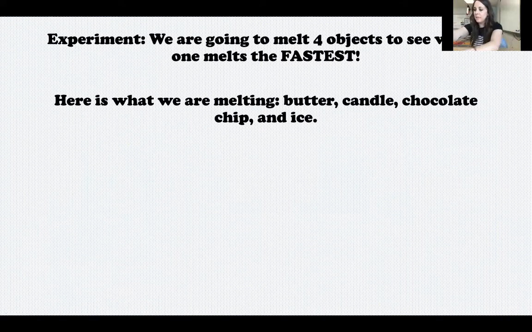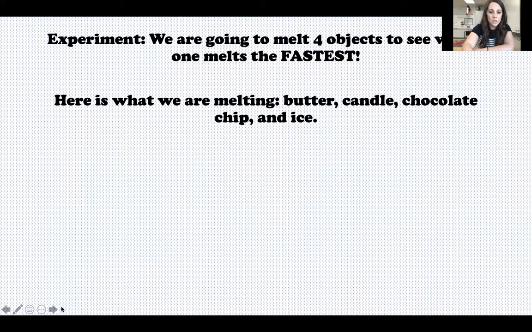I have all my objects in a baggie right here. There's the butter. We're going to be melting a candle, like a birthday candle. We're going to be melting chocolate chips. There's 3 in there. And we're going to be melting ice. Here's my bowl of ice. I haven't put it into a baggie yet. I'm waiting until the last second.